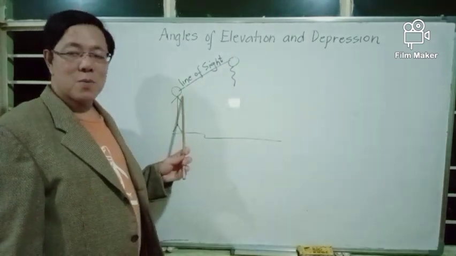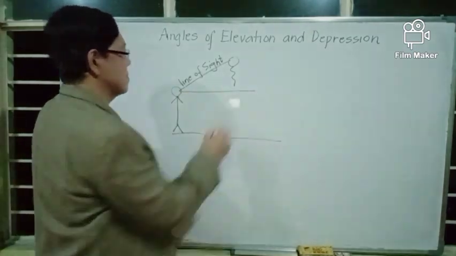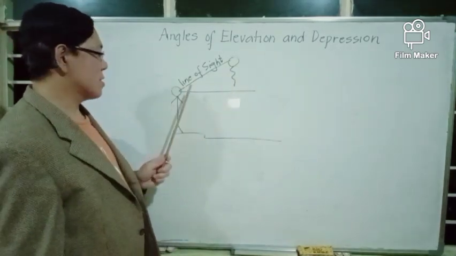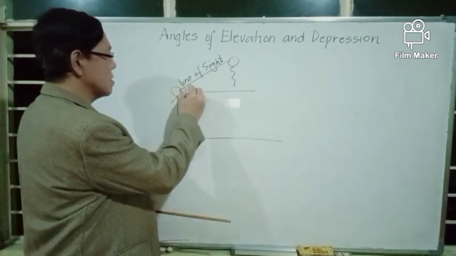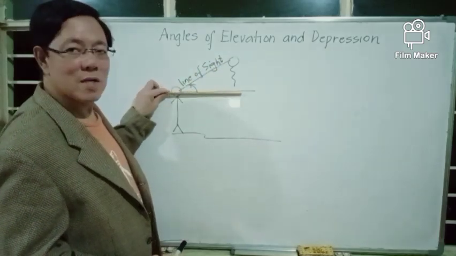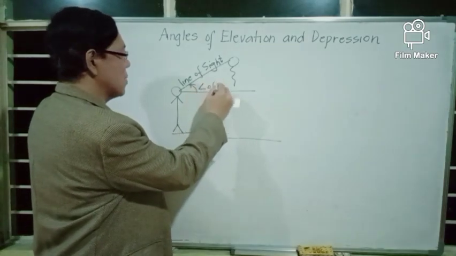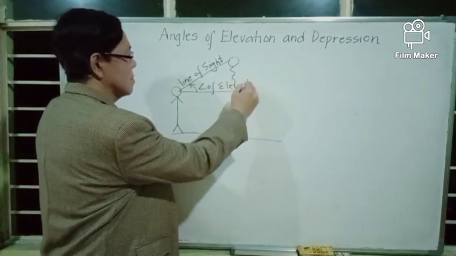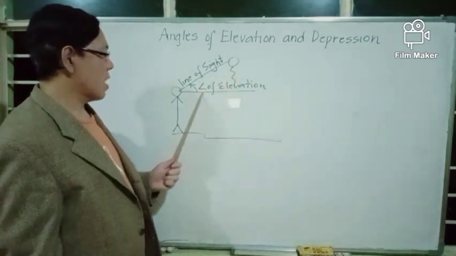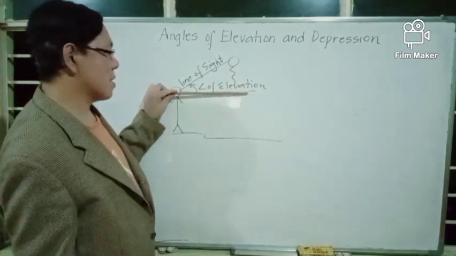From the eye of the observer, we construct a line parallel with the horizontal surface. And the angle of elevation is defined as this angle that the line of sight of the observer makes with the horizontal. This is the angle of elevation of the object. It's the angle that the line of sight of the observer makes with the horizontal.